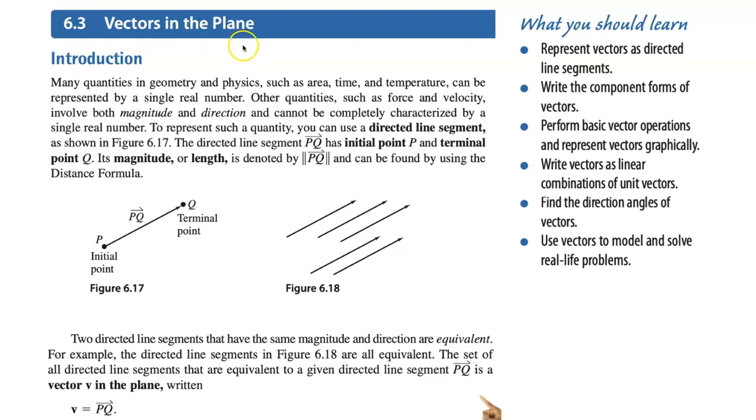6.3 Vectors in a plane. So first, what is a vector? Many quantities of geometry and physics, such as area, time, and temperature, can be represented by a single number. If I tell you what the temperature is, 85 degrees, everybody knows what we're talking about. We have a clear picture of that in our mind.